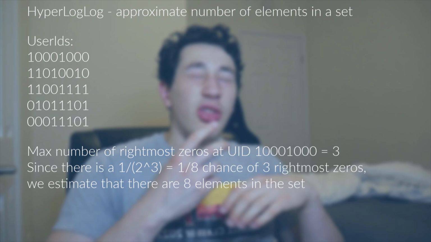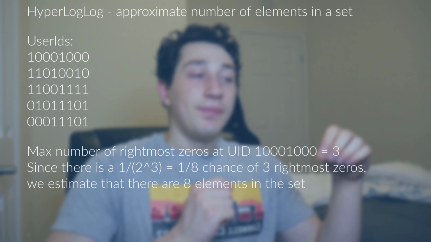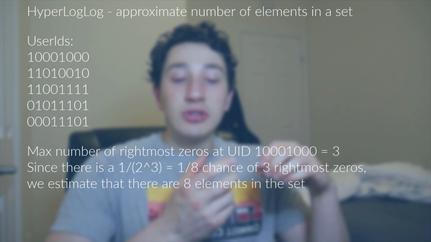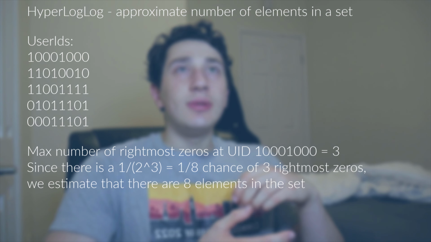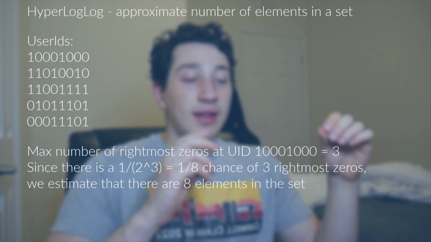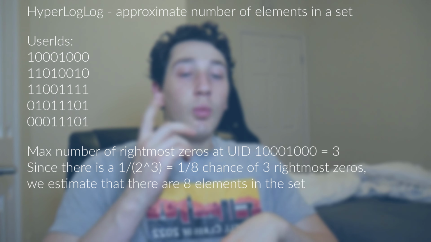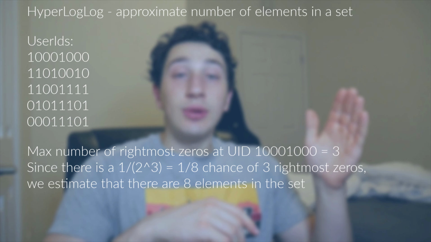It looks at the rightmost bits of those numbers, and it's going to find the number in the set with basically the most number of zeros as their rightmost bits. So why would you actually do this? Well, let's imagine that we have a set of user IDs, and over that entire set, one of those user IDs has 3 rightmost zeros, as in it ends with 3 zeros.